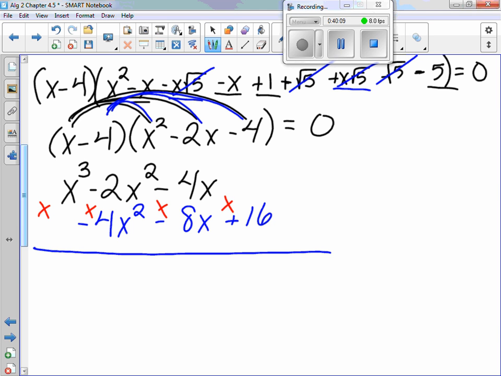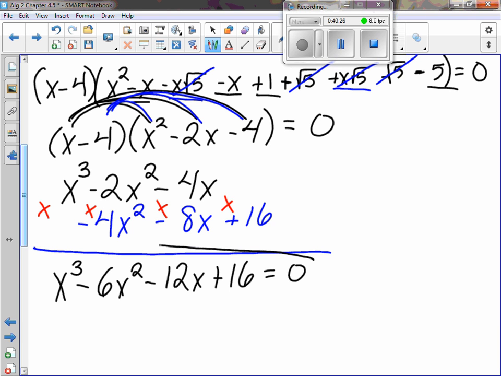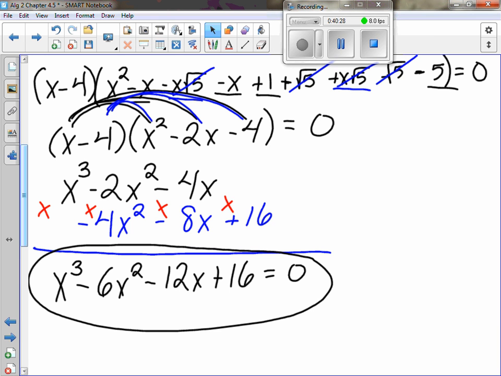Well, we would have x cubed, because that's the only term that's like it. Well, negative 2x squared plus negative 4x squared would be negative 6x squared. 4x plus negative 8x is negative 12x. And really on the last one, we should have had it set equal to 0, but it's okay. And this is what we have here. Questions on this here? So this here, it's mainly just a lot of steps. We're doing a lot of steps, one after the other, yes?